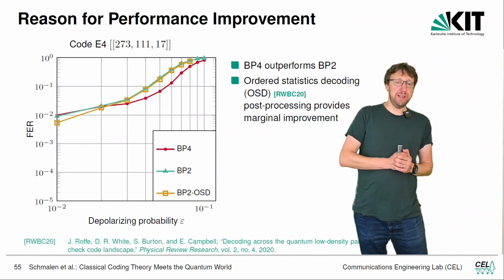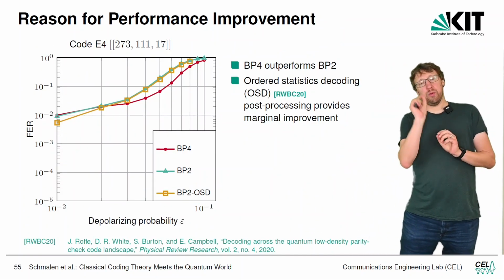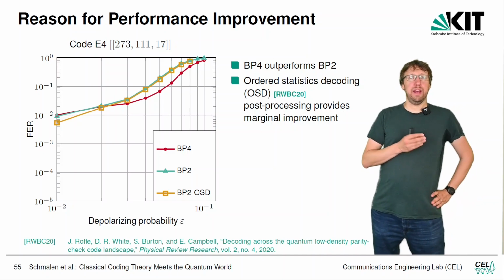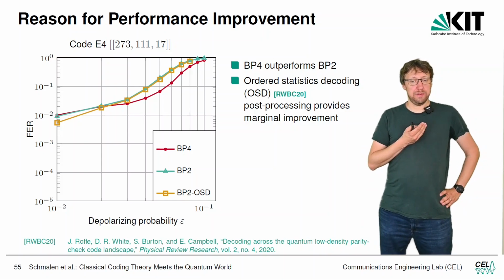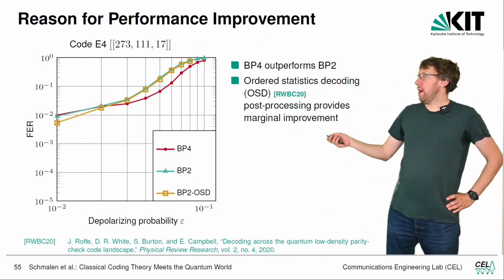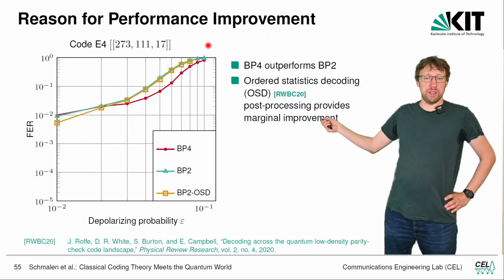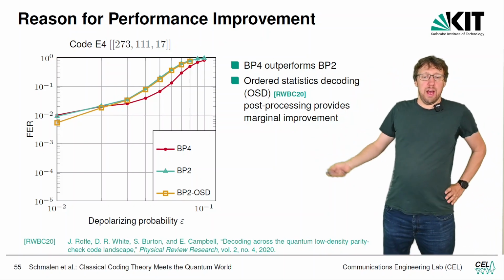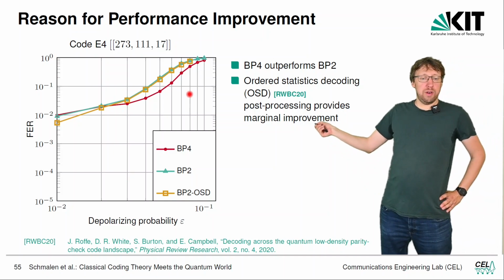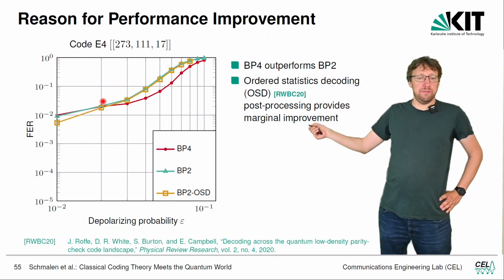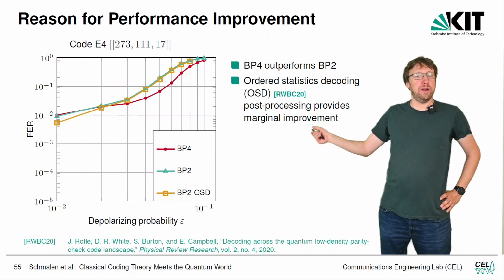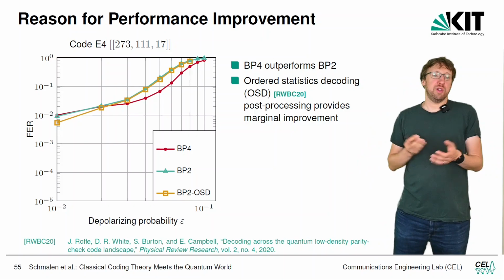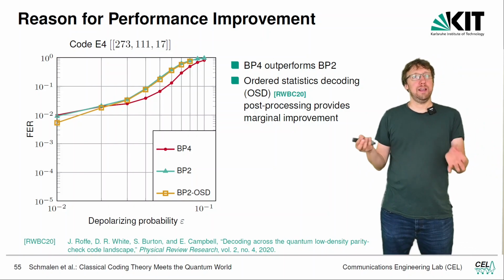So what is the reason for the performance improvement? We take a quick look at the code E4 from the previous slide, and we start by investigating a couple of decoders. We have the BP2 decoder, which is if you decode HX and HZ separately. And if you have the BP4 decoder, you get this performance. So for this code, the BP4 is already better on the depolarizing channel than the separate decoder, which makes sense because in the separate you cannot take care of the Y errors.